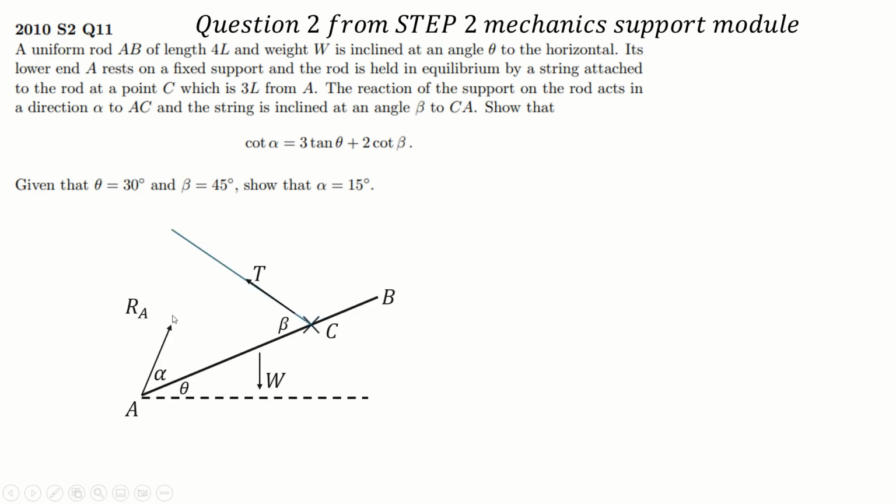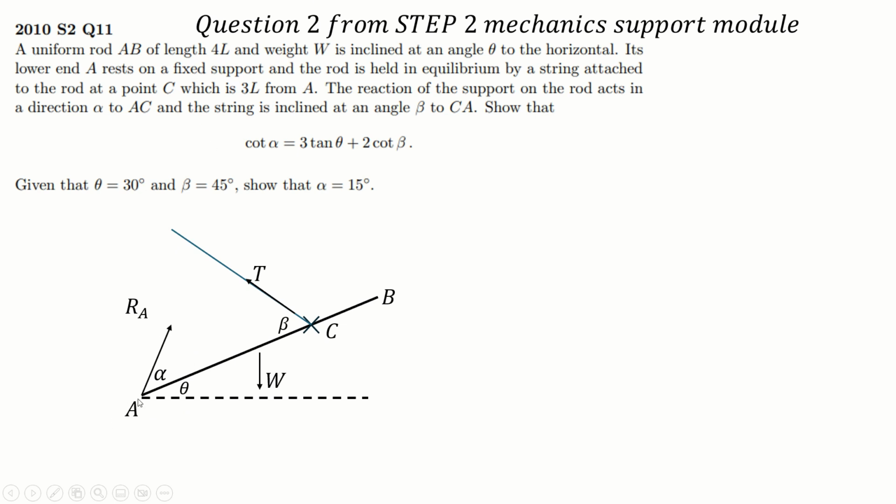So we've got a uniform rod AB. I've done the entire thing in one go here. AB is across like this. It's uniform, so the weight acts at 2L, so this distance here is 2L along, because it's in the middle, obviously. Angle theta is to the horizontal. Its lower end A rests on a fixed support.